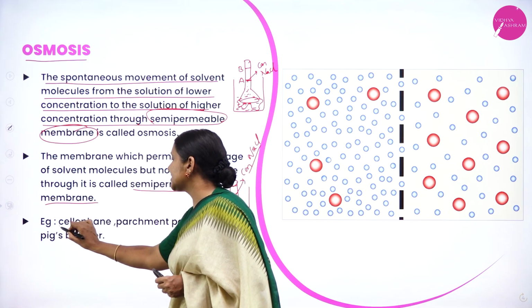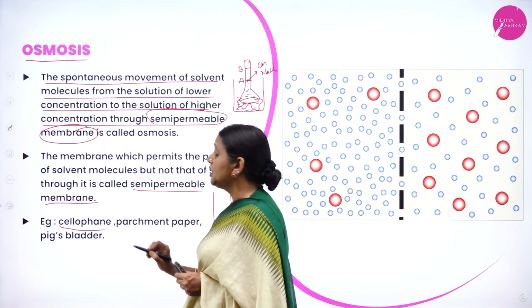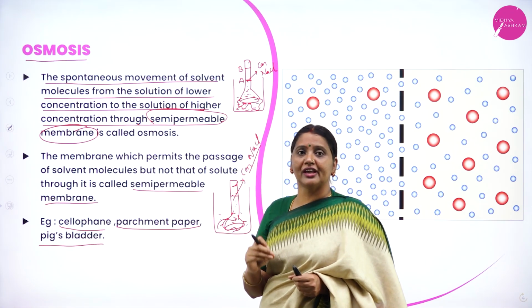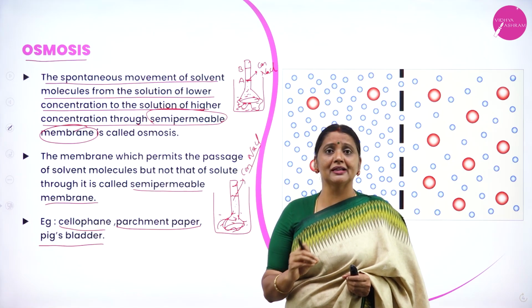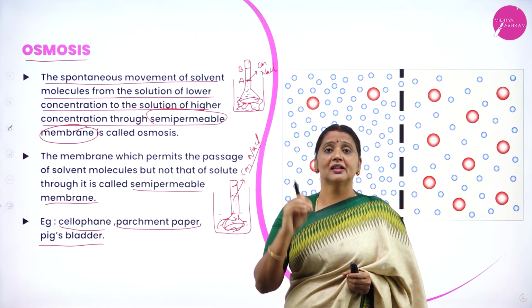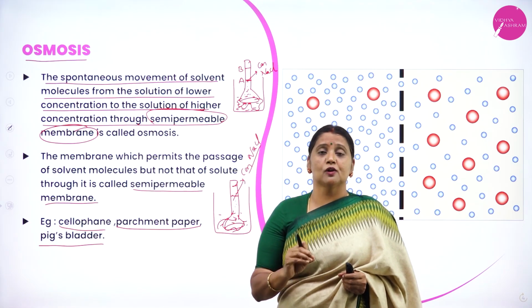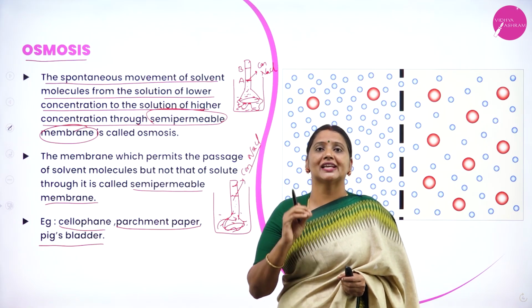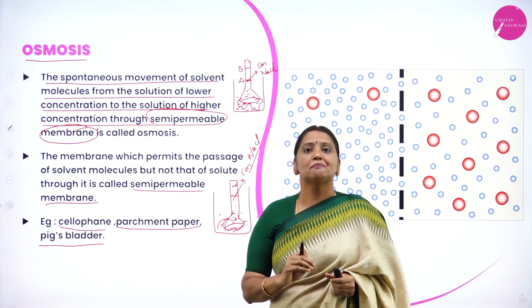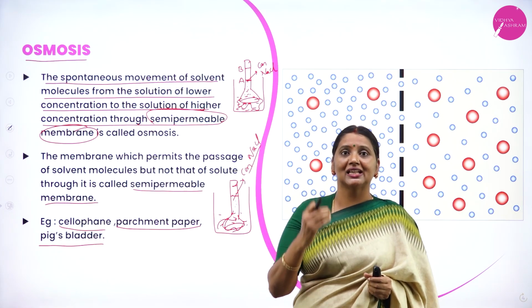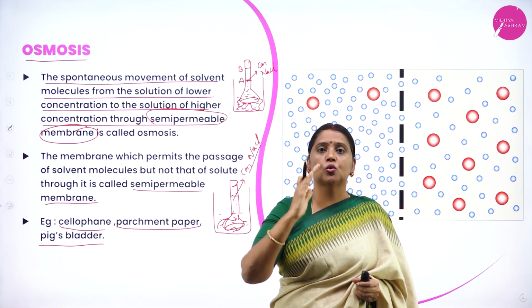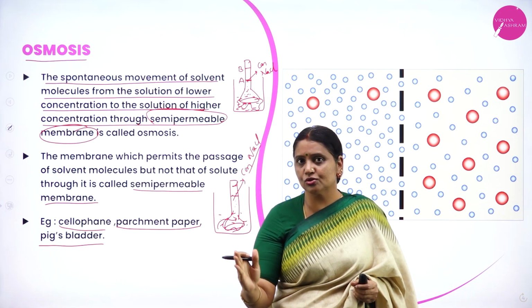Very good examples of semi-permeable membranes are cellophane, parchment paper, and pig's bladder, not filter paper, it is parchment paper. These are beautiful examples of semi-permeable membranes. Once again I will repeat, a semi-permeable membrane is a membrane which allows only which type of molecules to pass through?